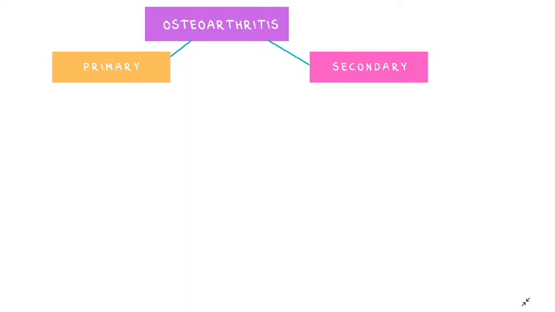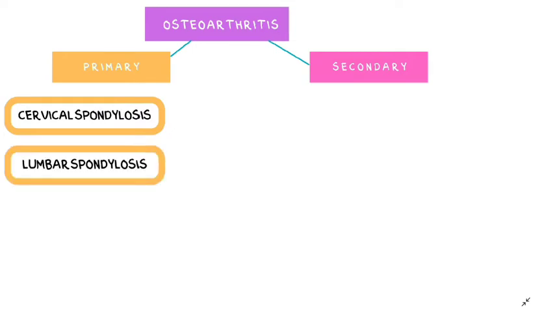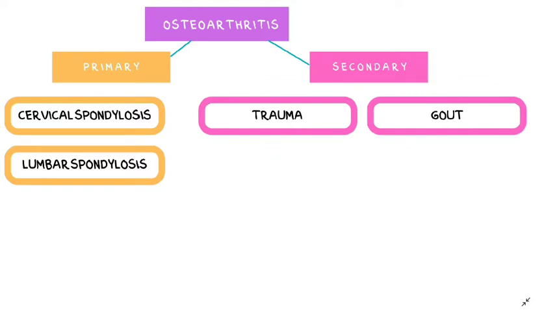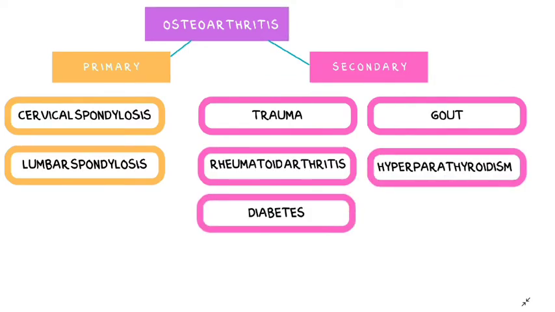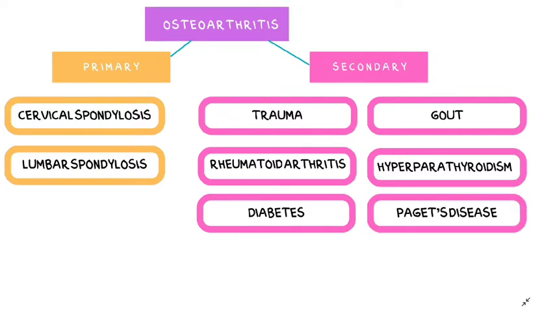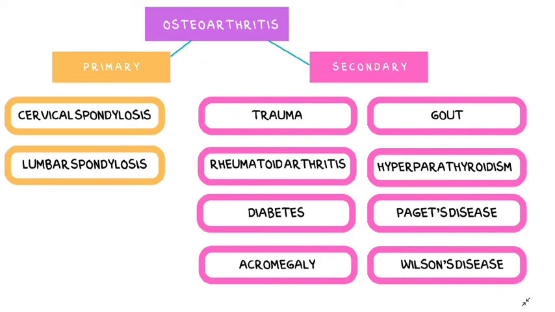Types. Osteoarthritis may be primary or secondary. Primary osteoarthritis may be caused in patients having cervical spondylosis affecting cervical spine or lumbar spondylosis affecting lumbar spine, while the secondary type is a sequela to various conditions like trauma, gout, rheumatoid arthritis, hyperparathyroidism, diabetes, Paget's disease, acromegaly, Wilson's disease, etc.